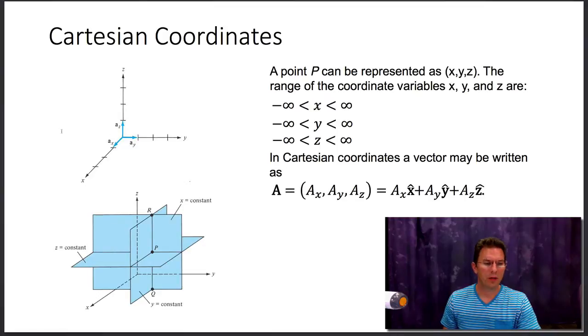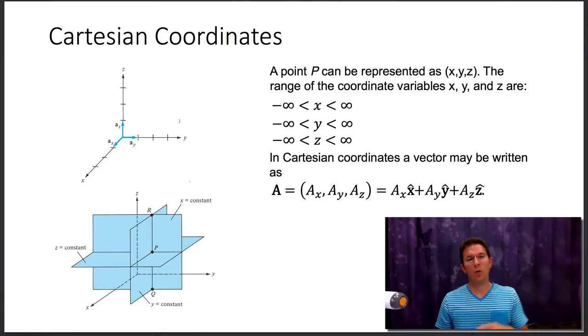If you look at this figure over here, they're showing you the three coordinate axes. And if you'll notice, the Cartesian coordinate system is orthogonal. The x-axis is at 90 degrees to both the y-axis and the z-axis, and so on for the other axes. They're also showing you on this diagram the three unit vectors in the Cartesian coordinate system. A sub x is what I will be referring to as x hat. It's a small vector that has unit length, and it points straight along the x direction.